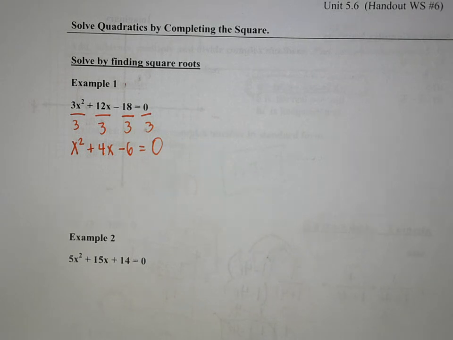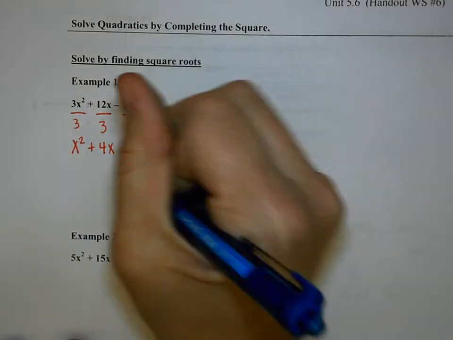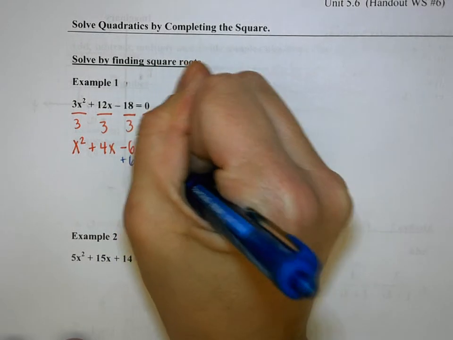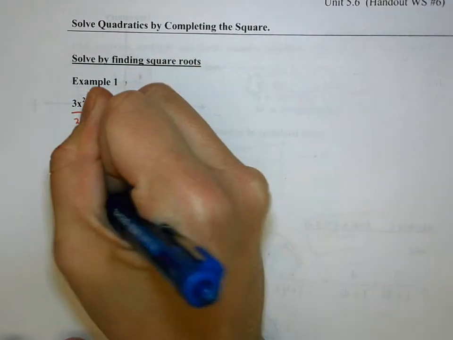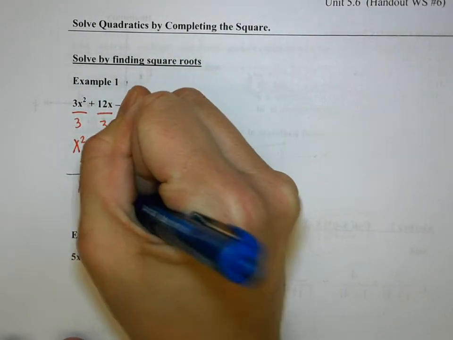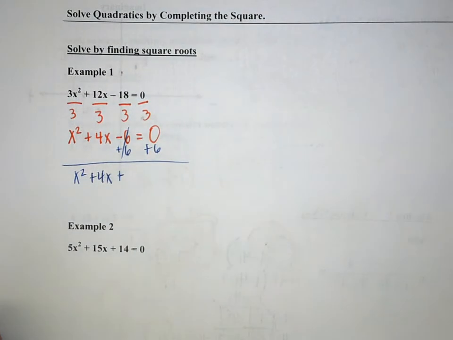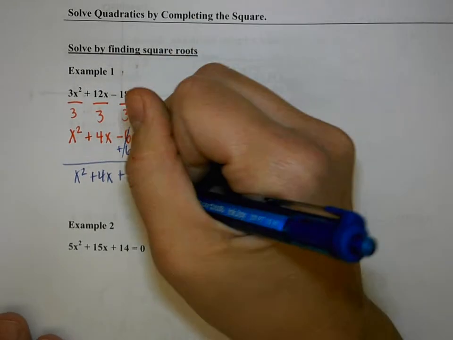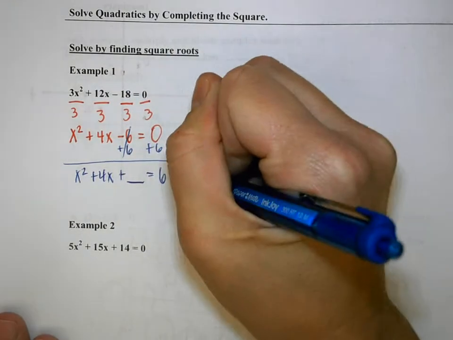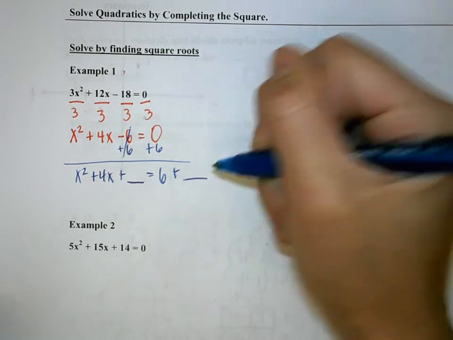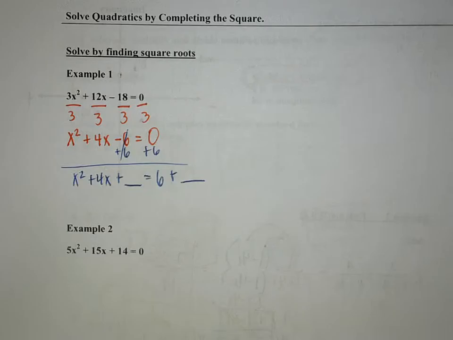Okay, and what would I do next for completing the square? Add 6 to the other side. Good. So we have x squared plus 4x plus blank equals 6 plus blank. Because whatever we do to one side, we have to do to the other side. Okay, good. And then what do I do to complete the square?